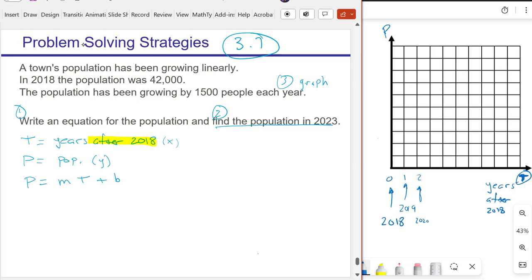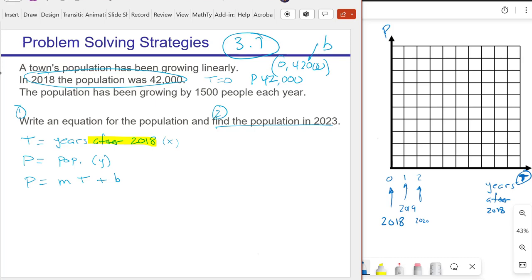And we do have a few more pieces of information. We have a pair here, the year and the population. But in 2018, the time is 0 because we haven't gone past 2018 yet. And the population is 42,000. Well, that makes a point. That makes the point (0, 42,000). So this would be my B number.